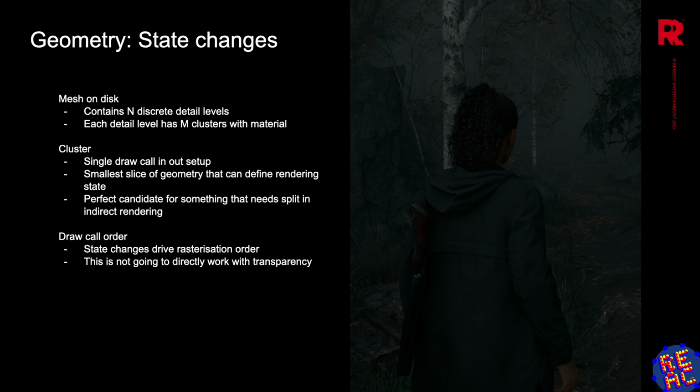This means we need to figure out what is the piece of geometry that can be always drawn within a single GPU execution. For us, this is a cluster of triangles that belongs into a single detail level and has single material and transformation attached to it. This is one-to-one mapping for existing draw calls when not using instancing.